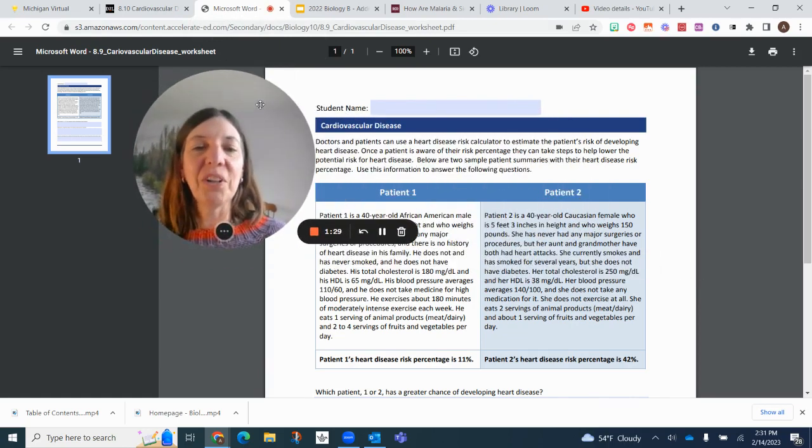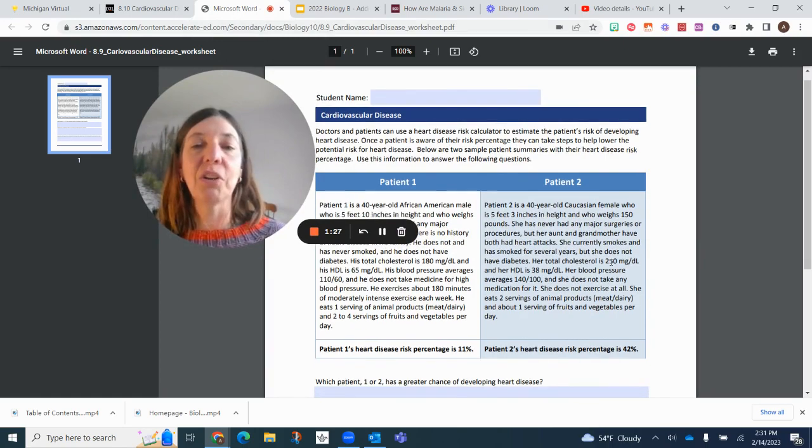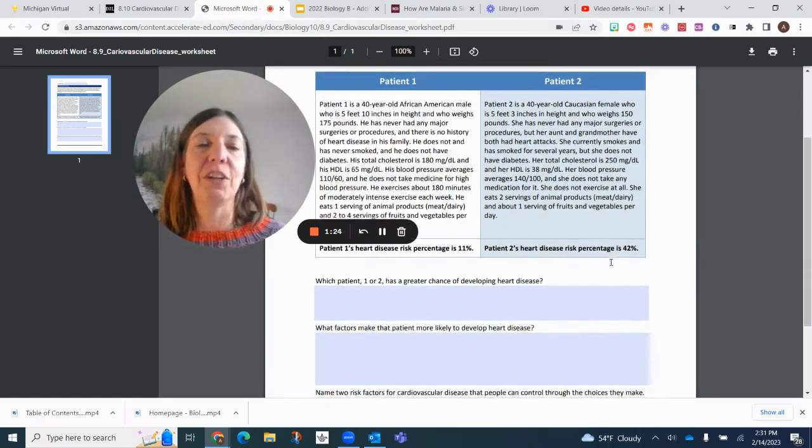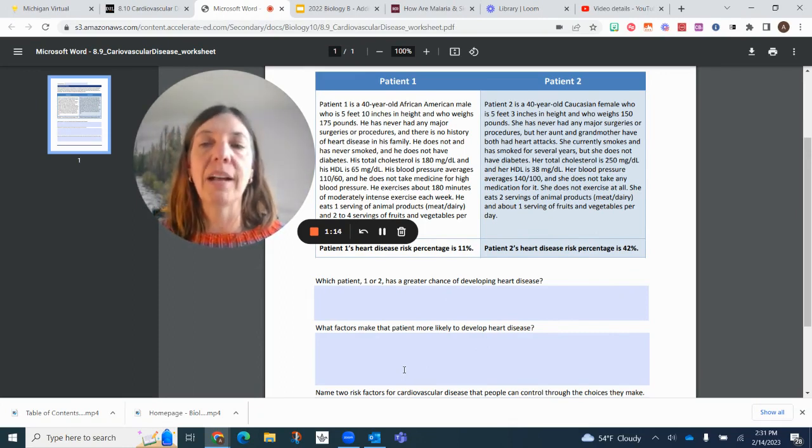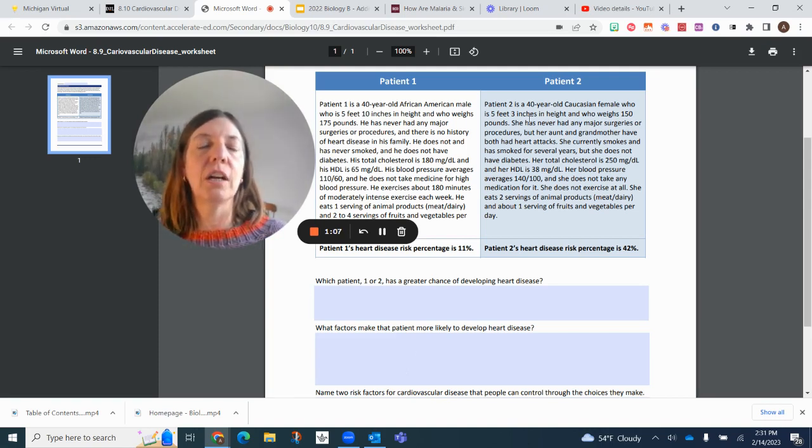So here we're looking at two patients, and you are going to be the doctor, and you're going to try and figure out which one of these two patients is more likely to get heart disease. You're going to answer the question here. Then you're going to talk about which risk factors are impacting why that particular patient might get heart disease. And so you can read through the definitions here.